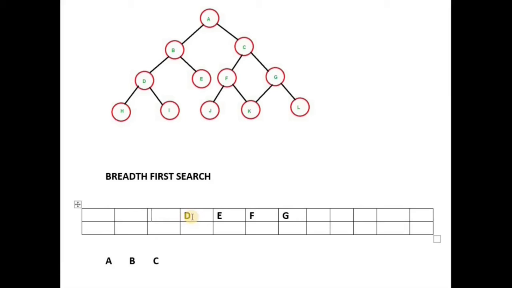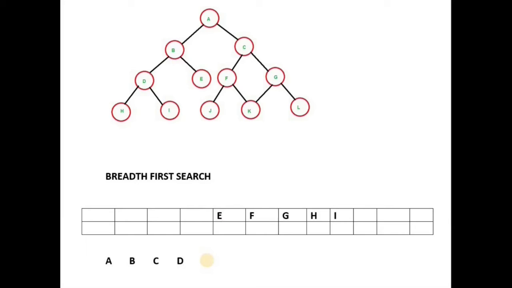Next, which one is that? I have D. From D, which nodes can I visit? That is H and I. So I will write H and I here. I completed node D, that is H and I. After that I will take D out. Now which is the next node? That is E. From E I cannot visit any other nodes. I can visit only B, and B is already visited.